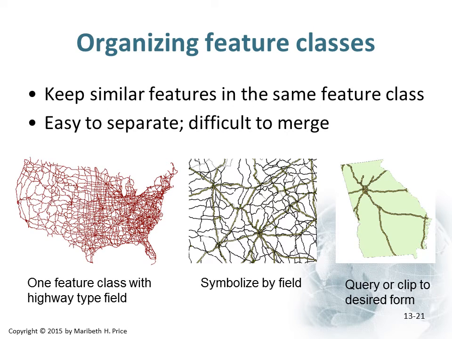So organizing feature classes, you keep similar features in the same feature class. They're easy to separate, difficult to merge. So some examples would be one feature class type with a highway type field, and you can symbolize the field. You might be able to clip out just the highways or maybe just the other roads.